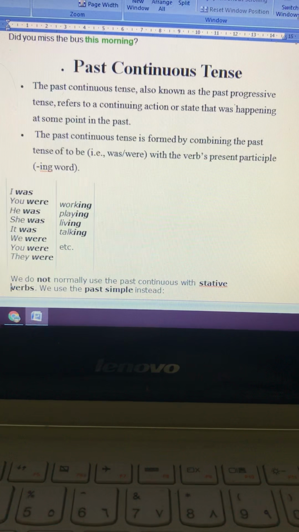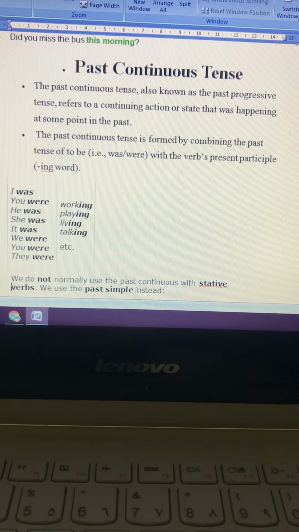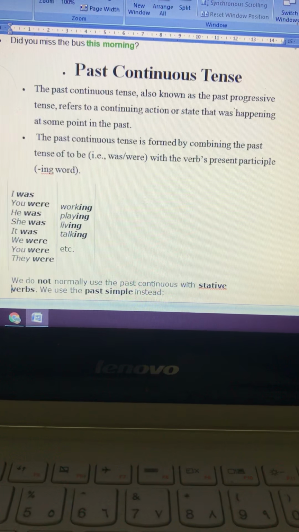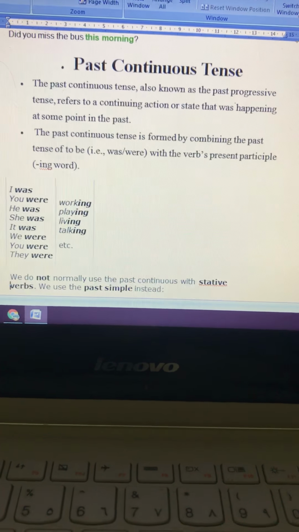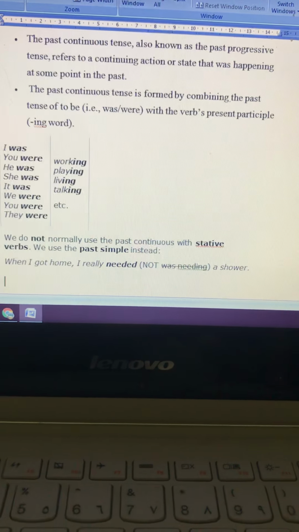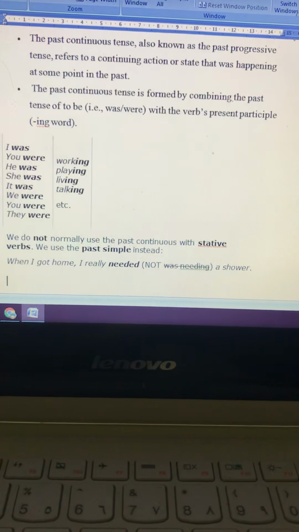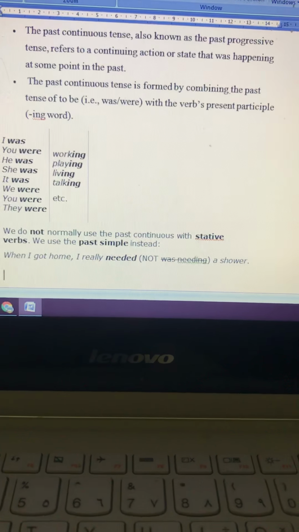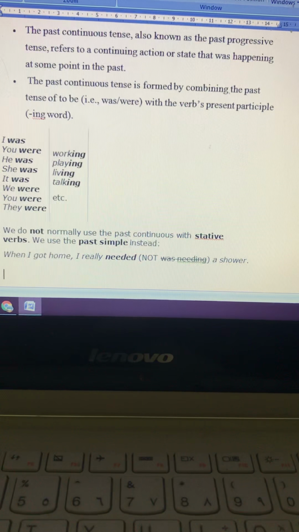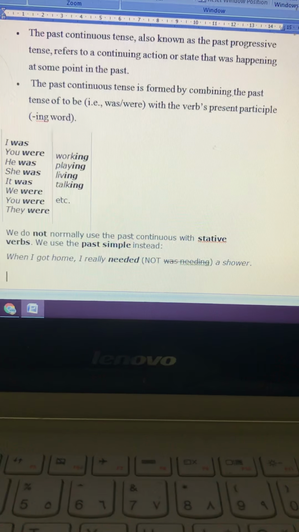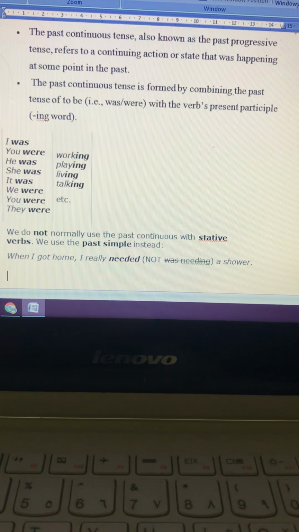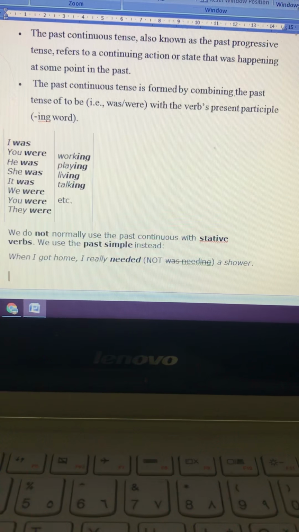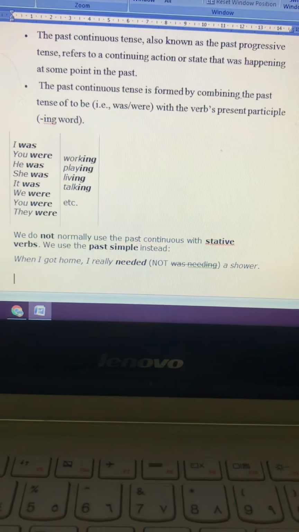In this tense, the past continuous, you need to make a quick revision of stative and dynamic verbs, since with stative verbs you can't use the ing form. For example, you can say when I got home I really needed a shower, but you can't say when I got home I really was needing a shower. You can't say was needing, because it's a stative verb.